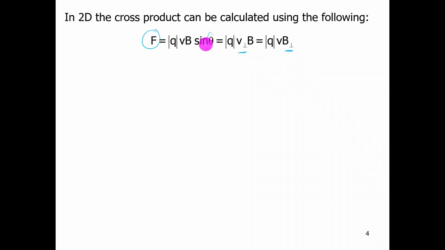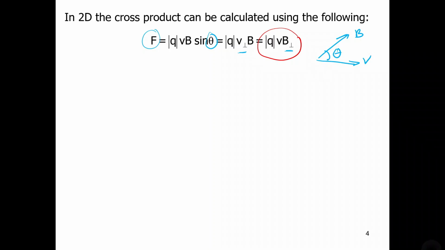You have to be careful when using this version with the sine theta. In order to use that, it has to be the actual angle in between. Sometimes they'll give you V going this way and they'll tell you that B is going that way, and they give you an angle like that. That's not the angle between B and V, and if you tried to use the sine theta with that angle, you would not necessarily get the right answer every time.